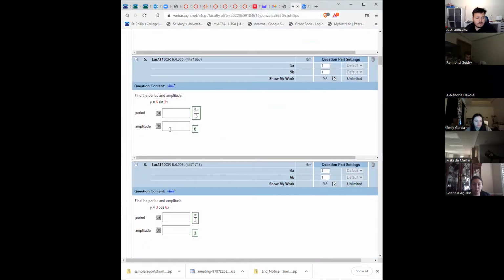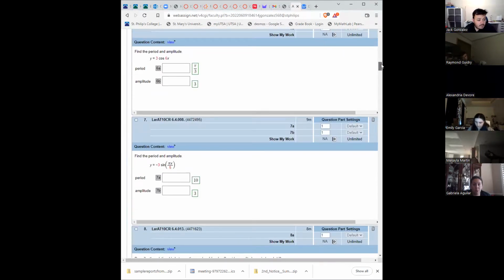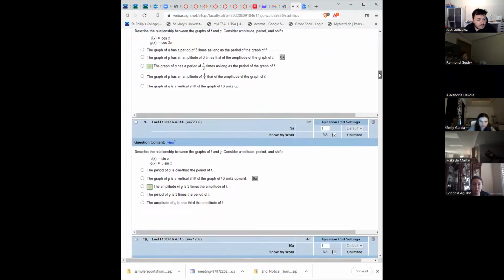So if you go to this question, number 5, they ask you, what is the amplitude of this problem? It's just that number, 6. Nothing crazy. Does that make sense? All right, so let's go ahead and do that on paper. We'll do a couple. As you can see, it's pretty much the main idea here. Find period and amplitude, find period and amplitude.